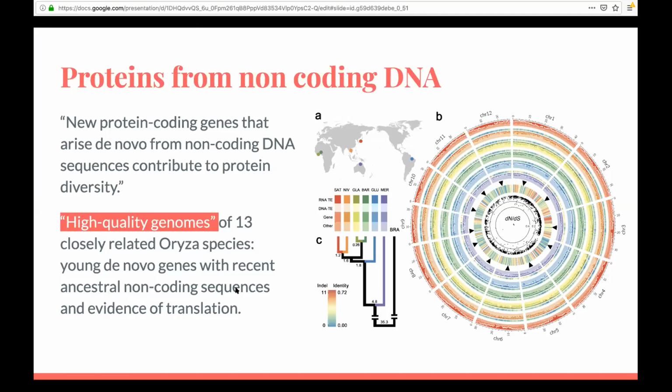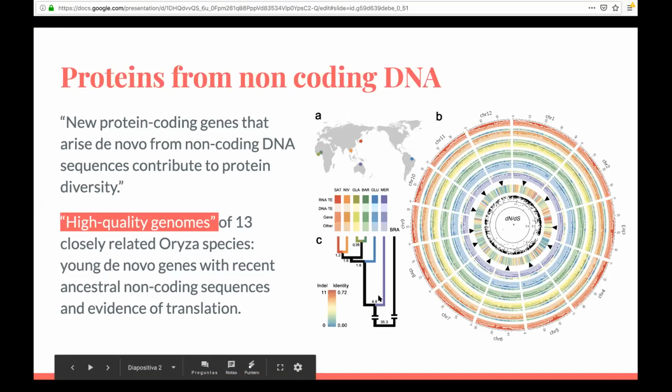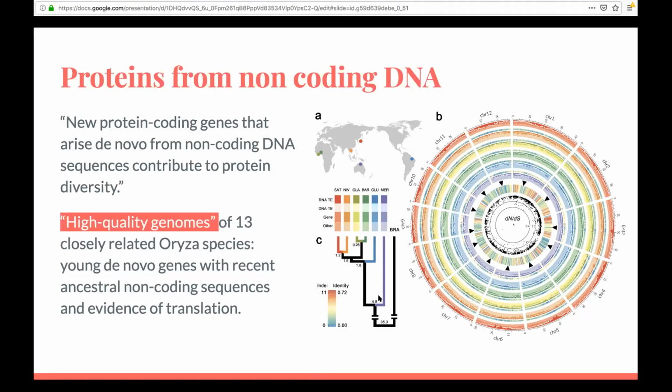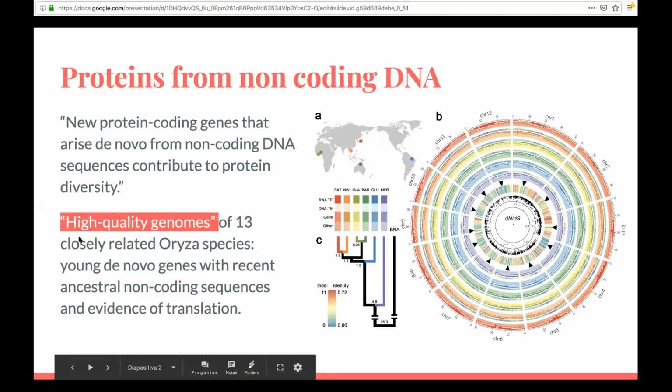related Oryza species. As we can see in the image, there is a very wide variety of Oryza species, and each one of them has different qualities in their genome that made them diverge from each other at different points in history. The scientists had to go and look for high quality genomes.